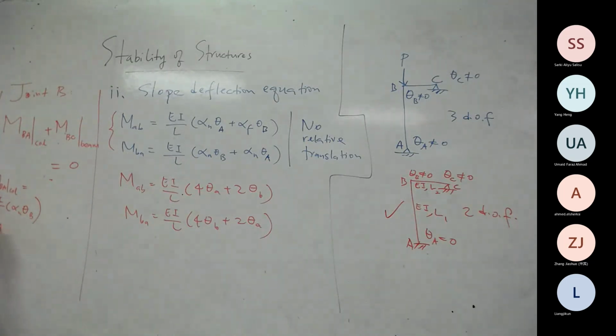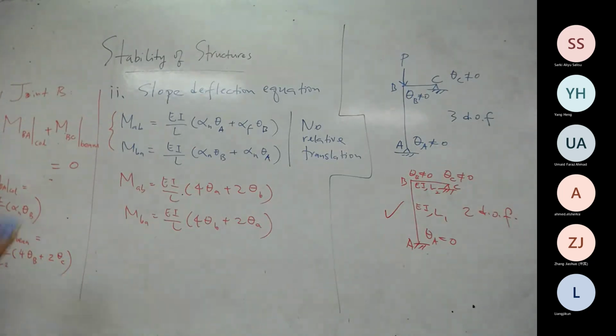And the moment at the same end B, but with member BC, the beam, this is coming from the beam. It will be equal to EI, let's say the same. For the beam the length is different. Multiply with 4, the near end is theta B, and the far end is C, so theta C. Okay.